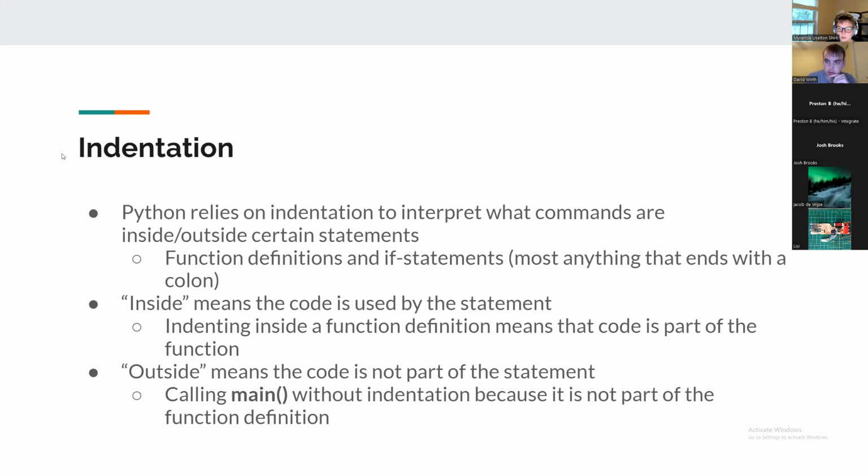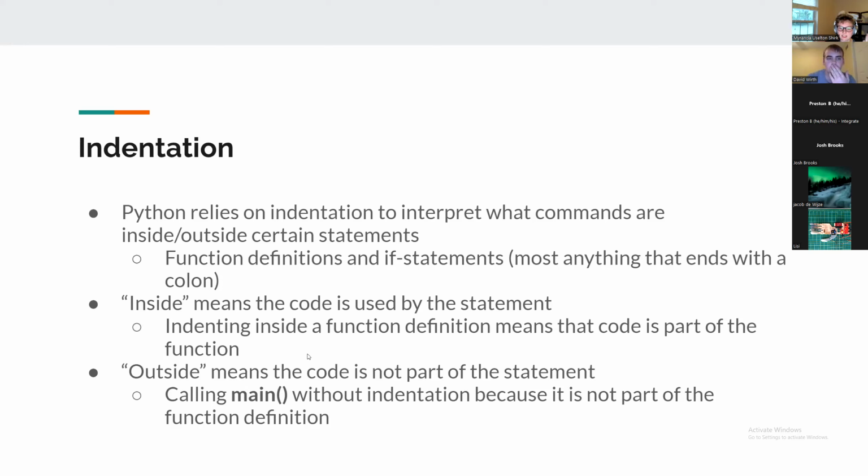Another one is indentation. We've seen this with our if statements, with our defining main statements, but Python relies on indentation to interpret what commands are inside and outside certain statements. By inside, I just mean the code is used by that statement. So when we have an if statement, code inside the if statement is what runs when the condition for the if statement is true. Outside means that the code is not part of the statement. Indentation will be really important when we get into loops, but the ones that we know right now are defining main and your if statements. Most anything that ends with a colon.